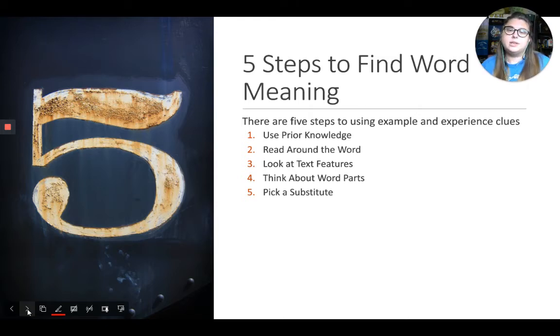So what I want to give you is 5 tools that you can use to help you figure out what your new vocabulary words mean. I want you to practice using these 5 steps to find out new words before you look them up. The goal is that we should be able to figure out what words mean on our own and only have to look them up when we get really stuck. So the 5 steps that we're going to practice with are using prior knowledge, reading around the word, looking at text features, thinking about word parts, and picking a substitute. So how do we use these?